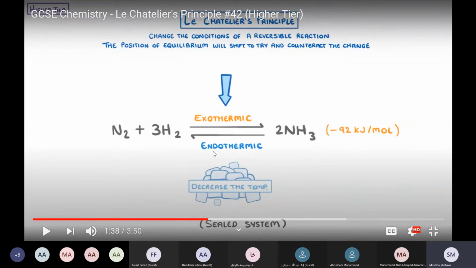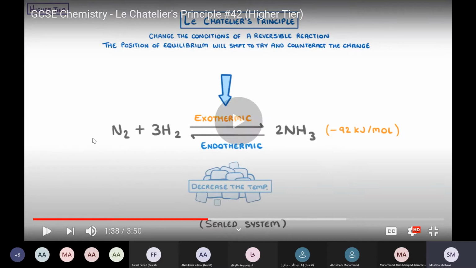So what happened? The reaction will respond to that by trying to oppose our change, okay? It shifts to try to contradict our change. What direction here, forward or backward, will make the opposite of consuming energy? We consumed energy, it will release energy. If we consume, it will give us more energy. So it will be active in the forward direction.